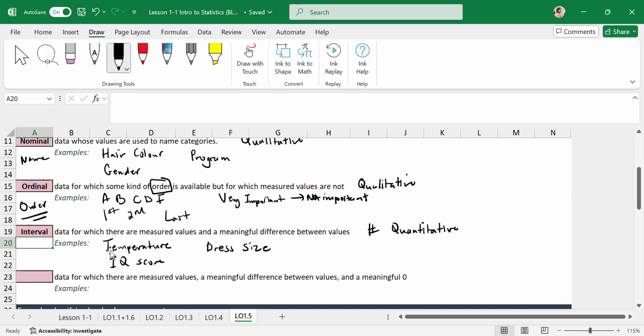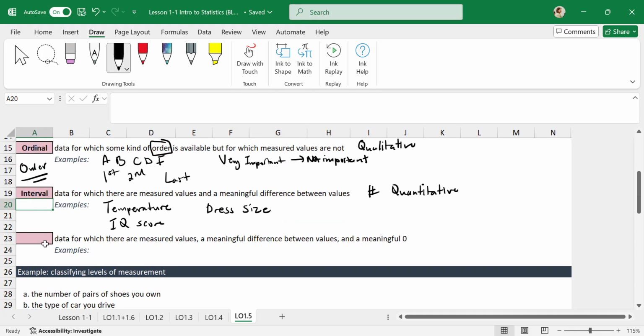So these are numbers, but where the 0 doesn't mean that there's a lack of the quantity. It's just a point that was chosen on the scale. Like temperature, 0 Celsius and 0 Fahrenheit are not the same thing. They don't mean no temperature. They just are a point on the scale that was chosen to distinguish, I guess, the different temperatures. And finally, the last level with the most information is ratio level.